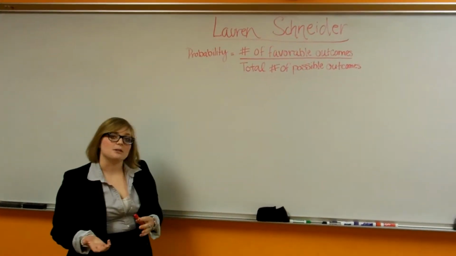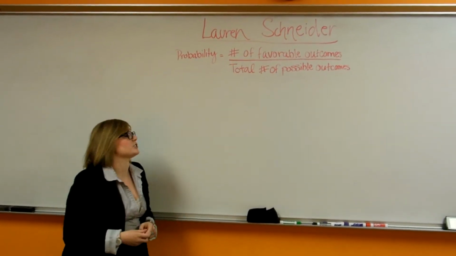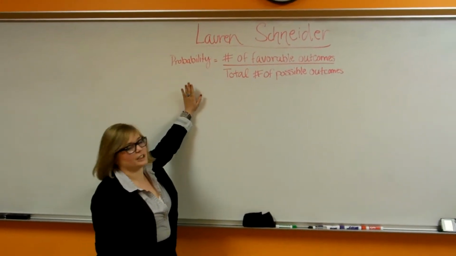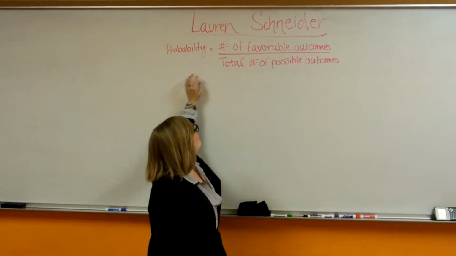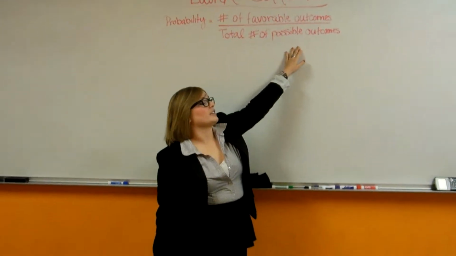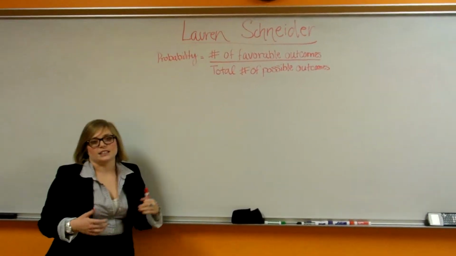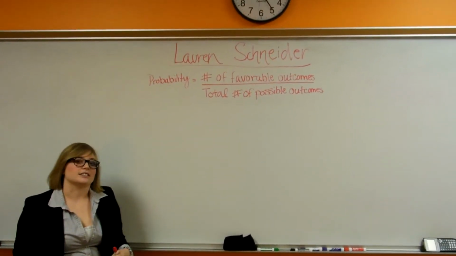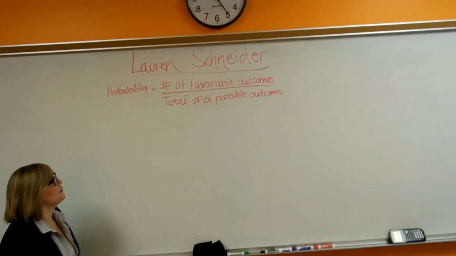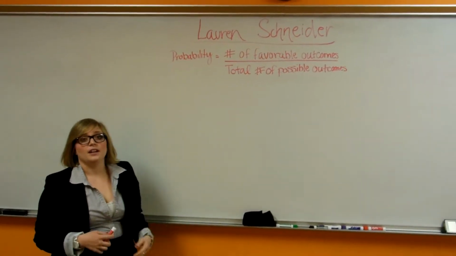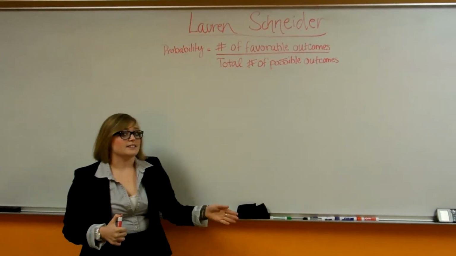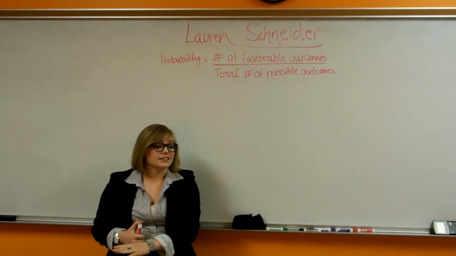So to understand probability, we need to first have the definition. Our definition is more of a formula actually. Probability is the number of favorable outcomes over the total number of possible outcomes. So basically, probability is the likelihood or the odds of something happening. In the long run, if I were to flip a coin for the rest of my life, 50% of the time I would get heads and 50% of the time tails.